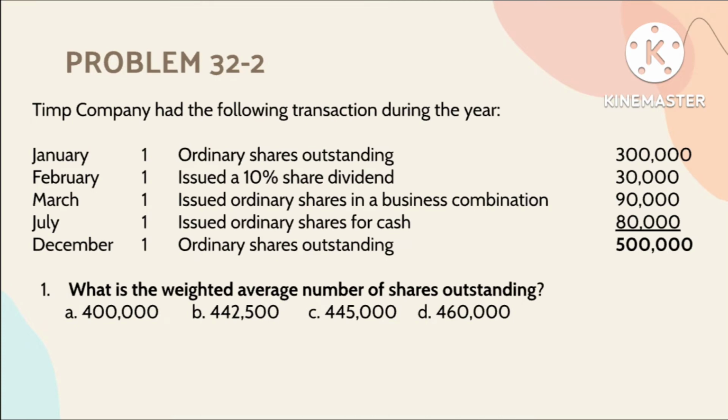In problem number 2, we need to find out the weighted average number of shares outstanding. So, Timp Company had the following transactions during the year. On January 1, there are 300,000 ordinary shares outstanding. On February 1, issued a 10% share dividend of 30,000. On March 1, issued ordinary shares in a business combination, 90,000. On July 1, issued ordinary shares for cash, 80,000. And on December 1, ordinary shares outstanding total 500,000.